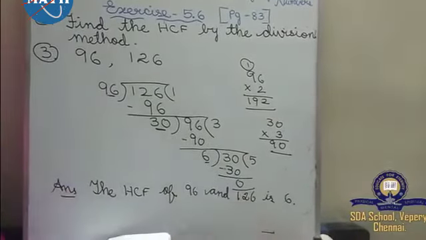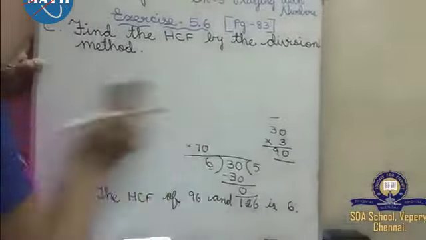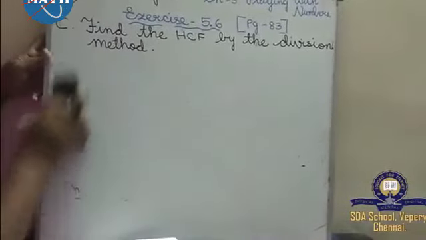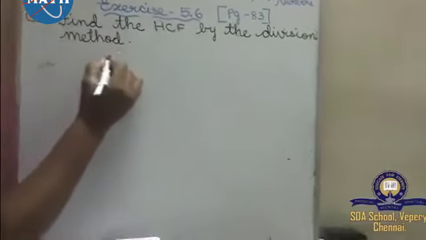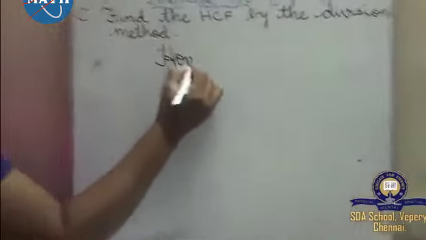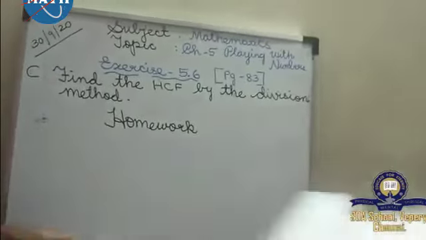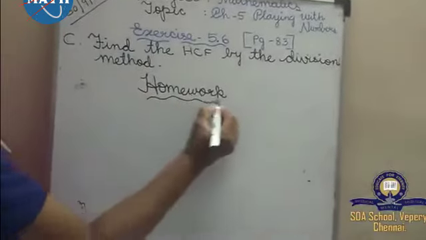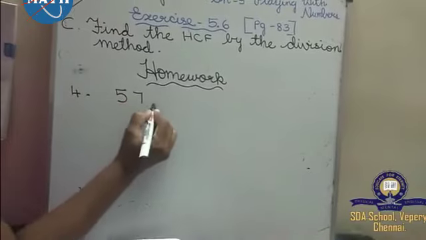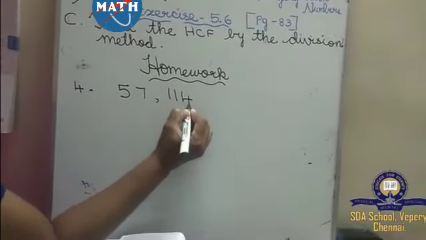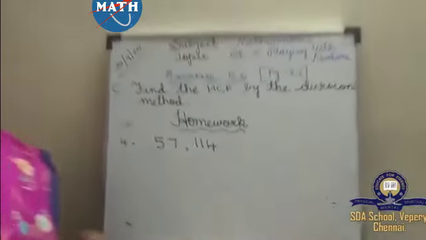Okay children, and I'll give only one sum for homework. The fourth sum I'll give for homework. You have to do only 2 sums, only few sums I'm giving. Understood children? Homework. Fourth sum. 57 and 114. Children, will you do these sums children?